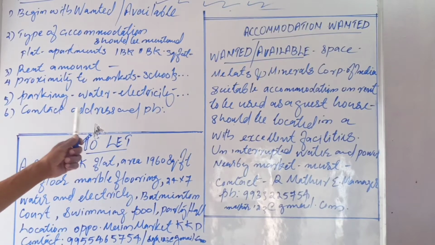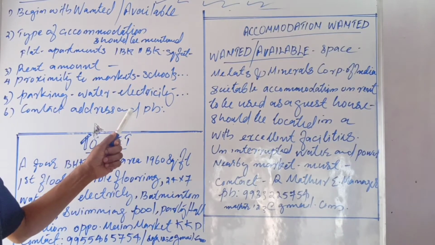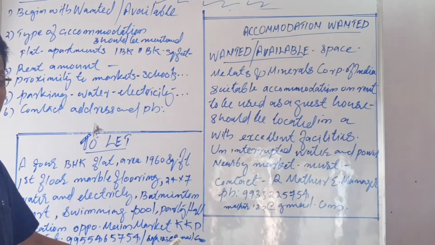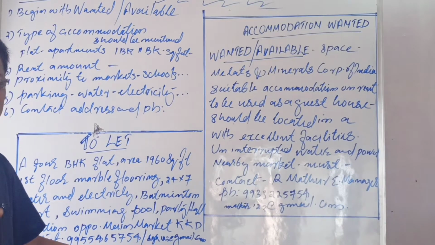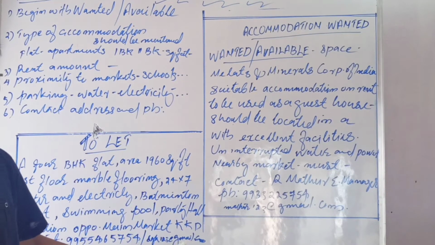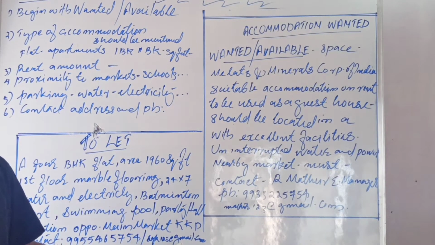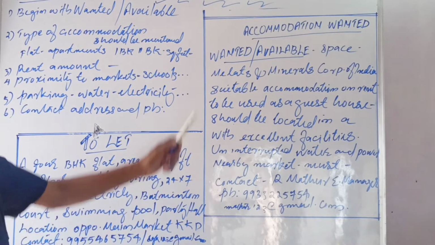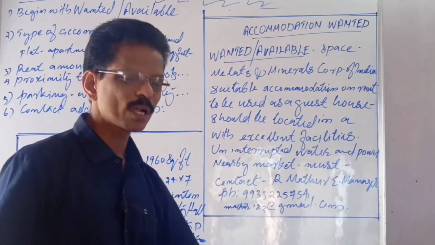Then the facilities available. Parking, car parking, then water, 24/7 water facility, then electricity, uninterrupted power supply. All those things should be very clearly mentioned while you are offering a room for rent or while you are in search of a room for rent. So water, electricity, other facilities that are available should be very clearly mentioned. Then contact details, address, phone number, mail ID, all those things should also be mentioned while you write a classified advertisement, that is wanted or available.